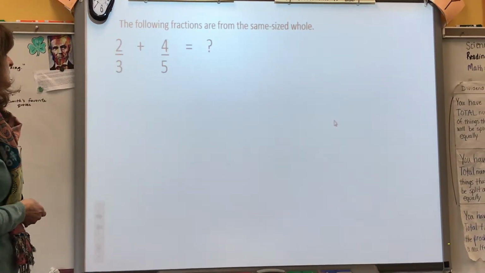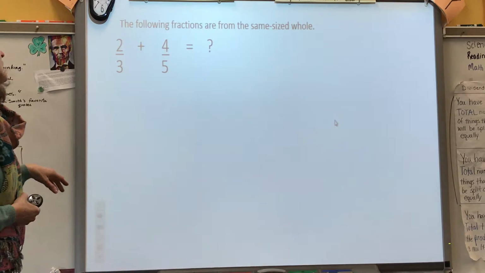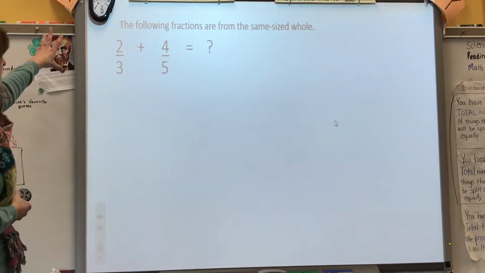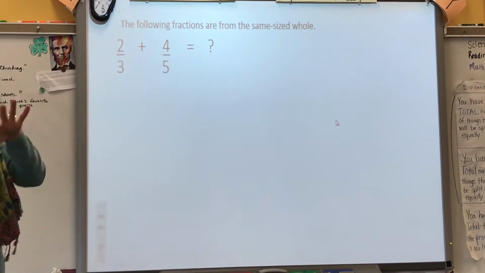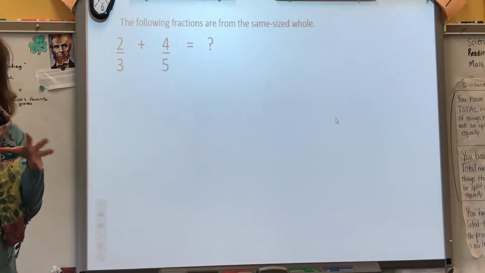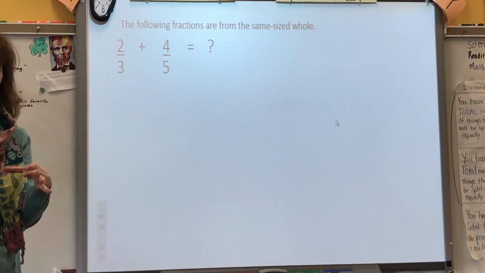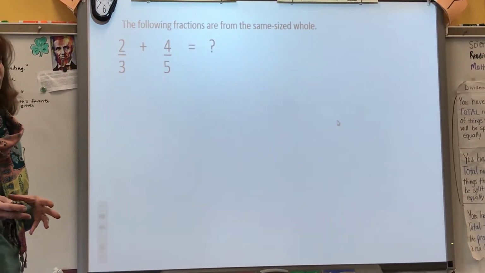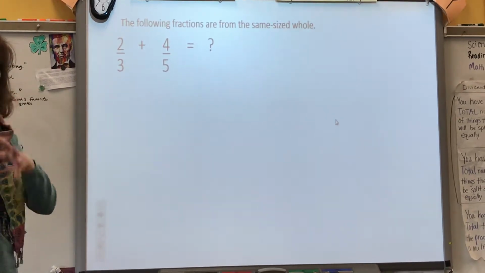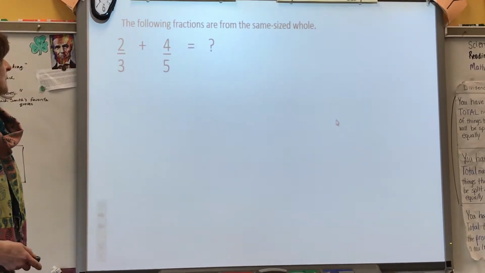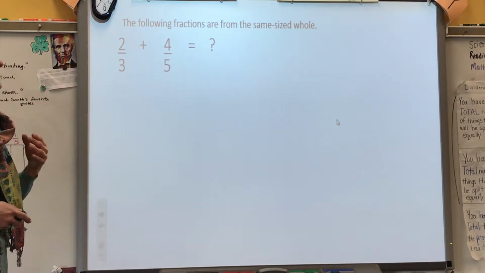So now we start talking about fractions. And we talked about if you have the following fractions are from the same whole, because in the last class we talked about how everything relates back to the whole. You have to know what your whole is to know the size of a fraction. And we had a joke about pizza from 2 different pizzas. But here, I'm letting them know that this is the same size whole.